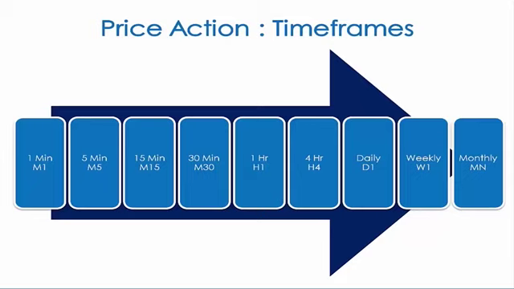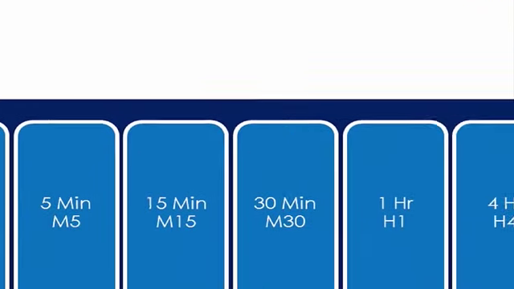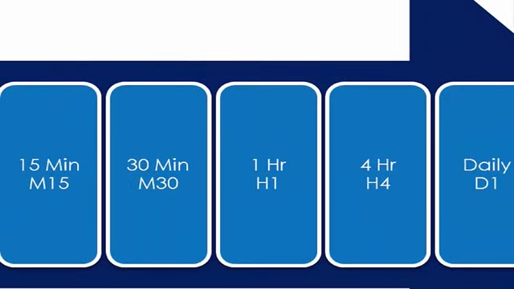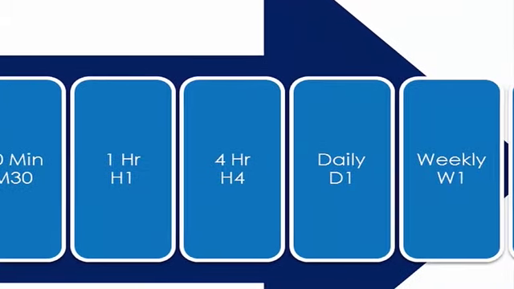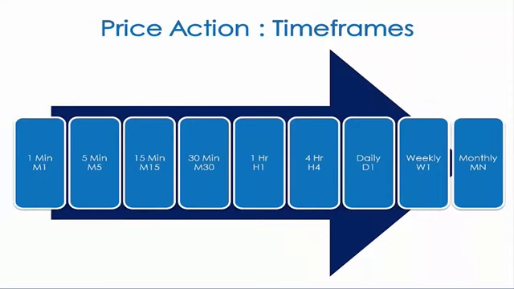Basically, if there's an M in front of the number, it means minutes. If there's an H in front of the number, as we can see here, H1 and H4 being 1 hour and 4 hour. We then have daily being D1, weekly being W1, and monthly on the end there being MN. Now, not all time frames are created equally, and we're going to be using certain time frames that give you the best chance of making money.